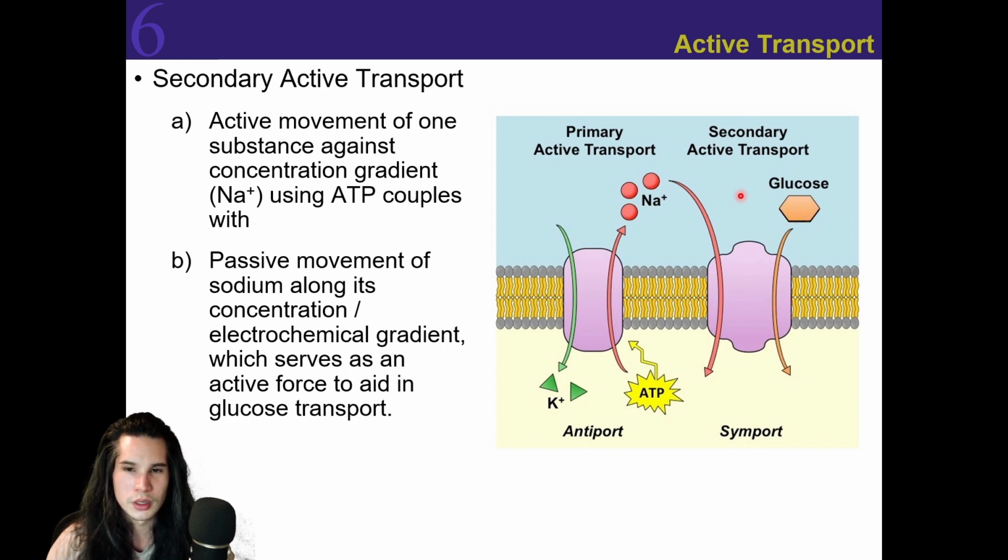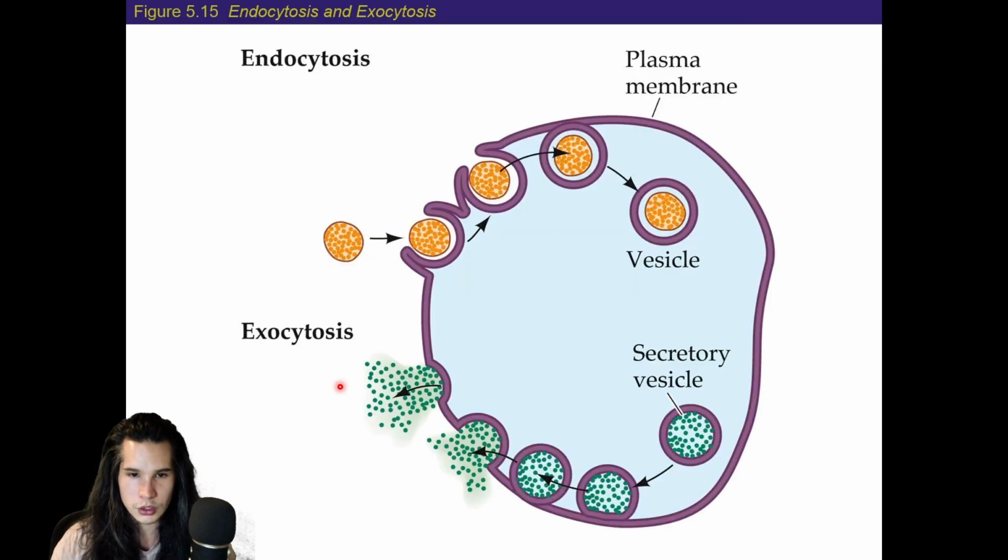However, because you have this symport, you're actively utilizing the concentration gradient of the sodium on the outside. So the disparity between the outside and the inside is going to drive forward this sodium to want to move into the cell along with glucose. So it's going to outweigh the reluctance of glucose to move into the cell. So the passive movement of sodium along its concentration or electrochemical gradient is going to serve as an active force to aid in the glucose transport. So in this case, you're investing ATP to create a concentration gradient, and then you're utilizing that concentration gradient actively to move something against its concentration gradient. So you're creating that potential energy through creating a concentration gradient.